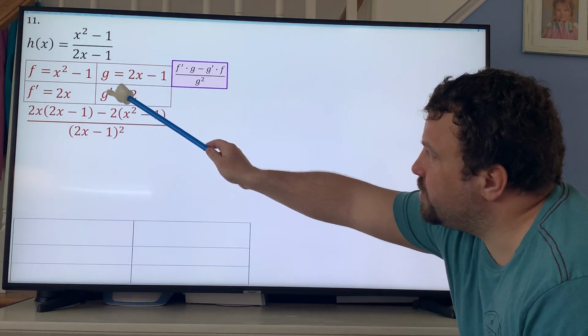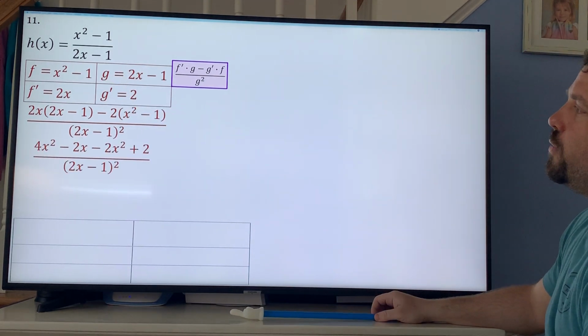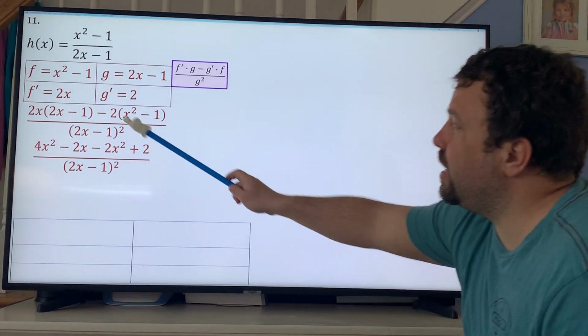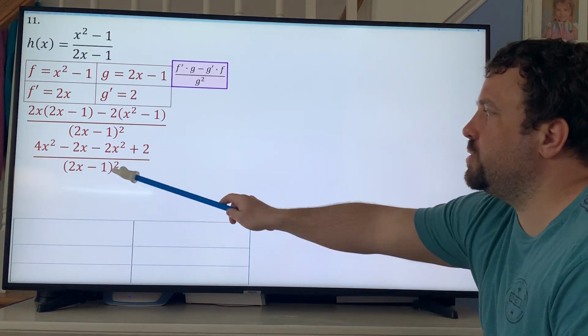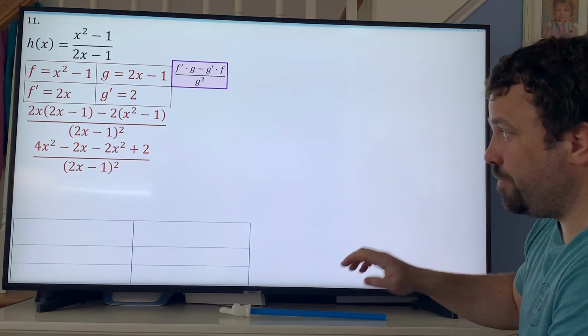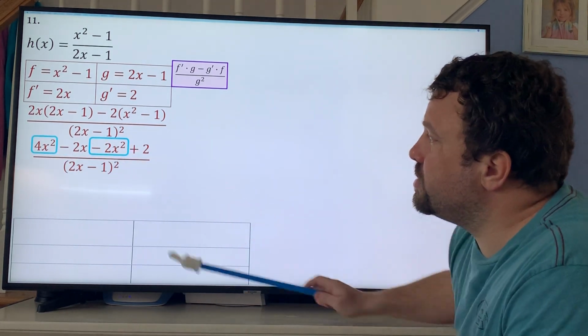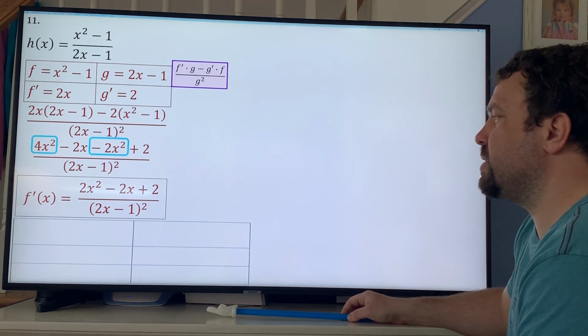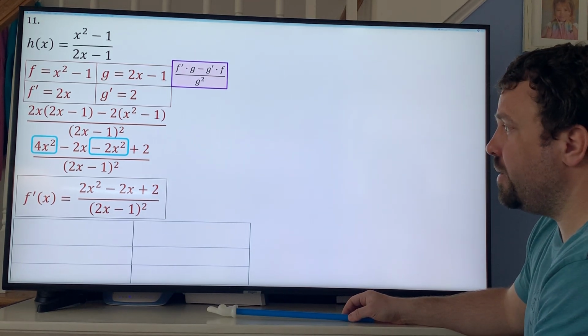F prime G, G prime F. You got 4x squared minus 2x minus 2x squared. Negative and a negative is a plus 2 over 2x minus 1 squared. Combine the like terms: 2x squared minus 2x plus 2 over 2x minus 1 squared. All right?